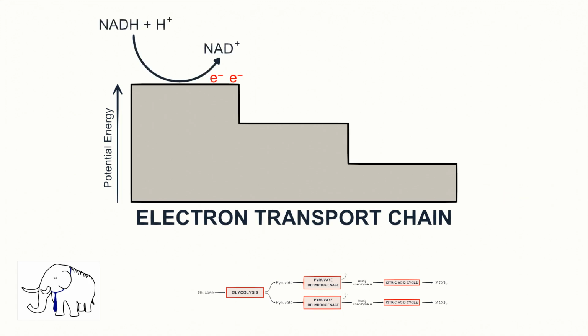Later on, we're going to use the potential energy of the hydrogen ion concentration gradient to make ATP. 1 ATP molecule for each hydrogen ion that got pumped across the inner mitochondrial membrane. When the electrons get to the bottom of the electron transport chain, they are no longer high-energy electrons, they're now just plain old ordinary electrons, and we have to get rid of them.